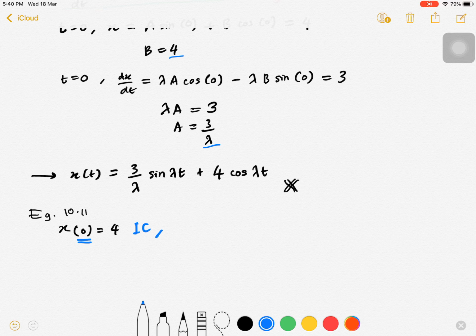But for the second condition, which is dx/dt at pi over lambda equal to 3, this is not the initial condition, but this is the boundary condition. Because the value of t is not 0, that's the small difference.